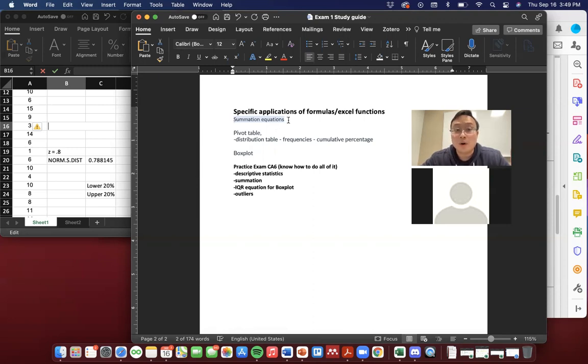But the better able you are to read equations, the better you are able to use the formulas and perform on his exam, because he'll give you summation equations and ask you to solve them, or he'll ask details about them, like what they mean, and you have to answer that. Okay. Then there's the pivot table.